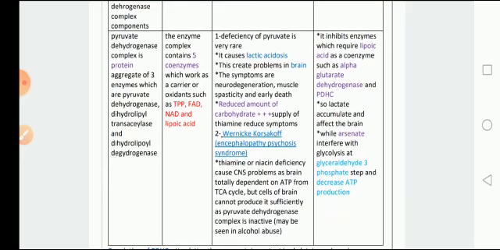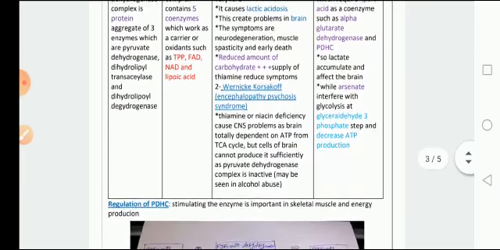Again, this would inhibit the link reaction, and pyruvate would not be converted to acetyl-CoA, and instead it would be converted into lactate, which is going to accumulate and affect our brain. Remember, arsenate also interferes with glycolysis, as I mentioned in the previous lecture, as it interferes at the glyceraldehyde 3-phosphate step and decreases ATP production.